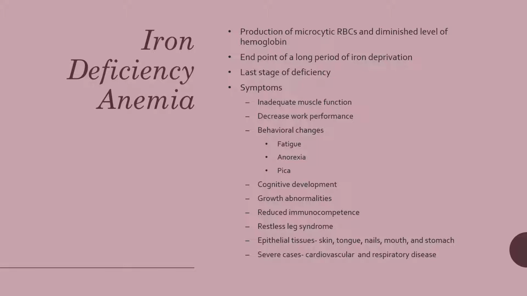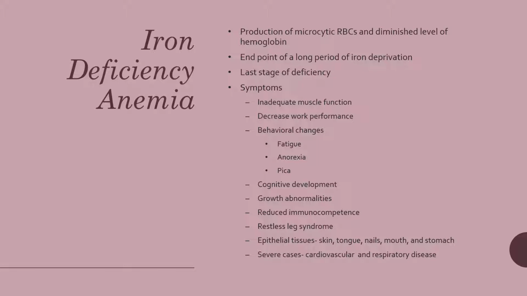So in iron deficiency anemia, the production of red blood cells results in a very small red blood cell and a very low level of hemoglobin, again, microcytic and hypochromic. This again does not show up until we've had a fairly long period of iron deprivation, and it is the last stage of the deficiency. What kind of symptoms might our patient be having?